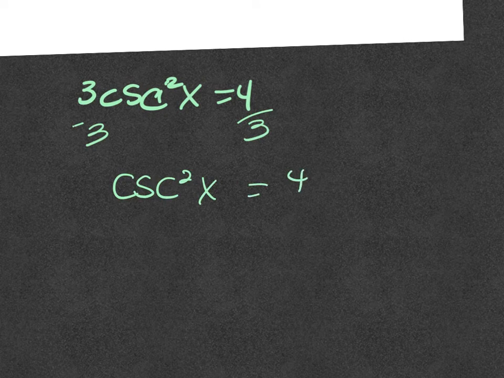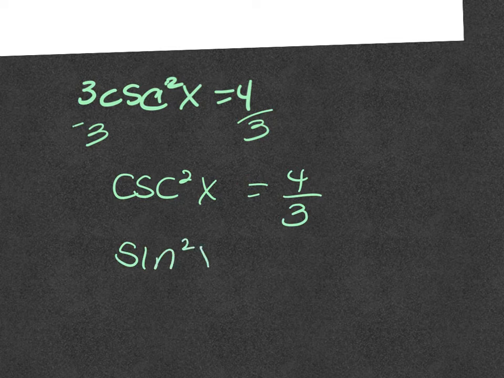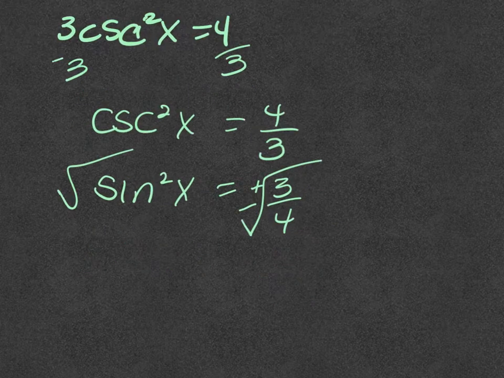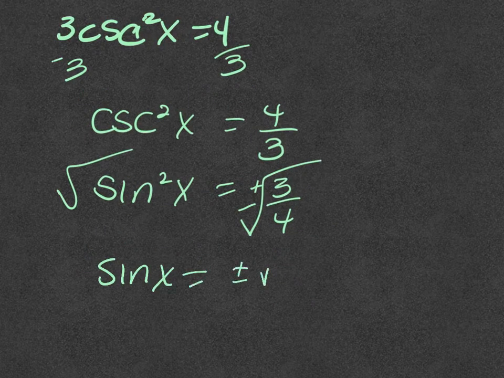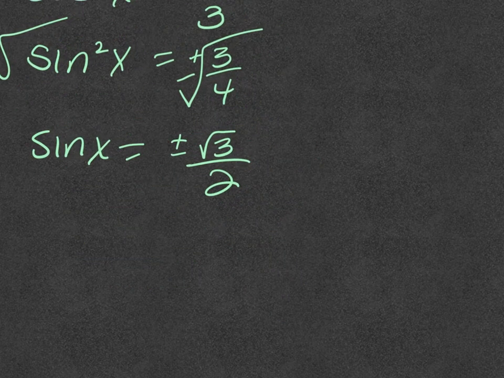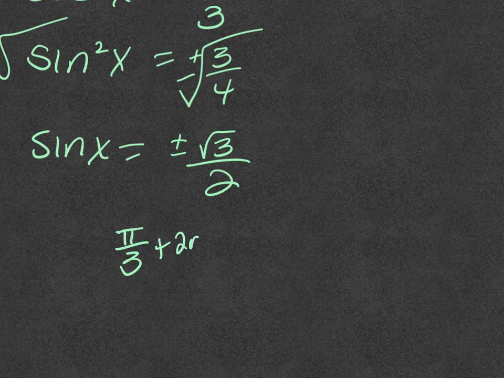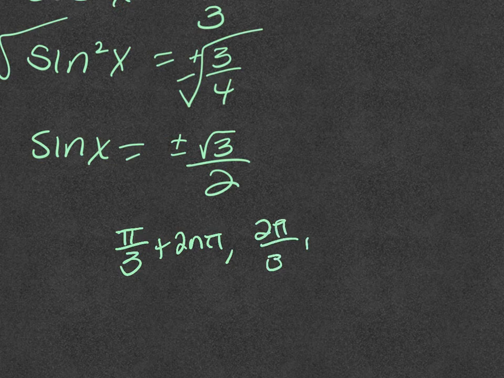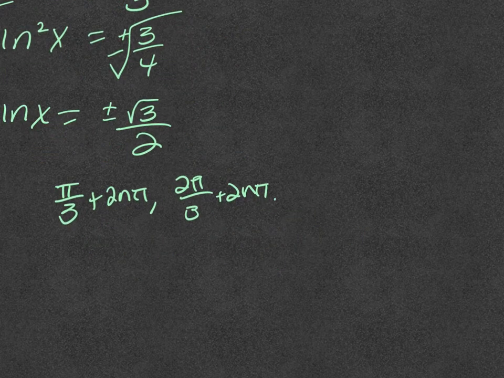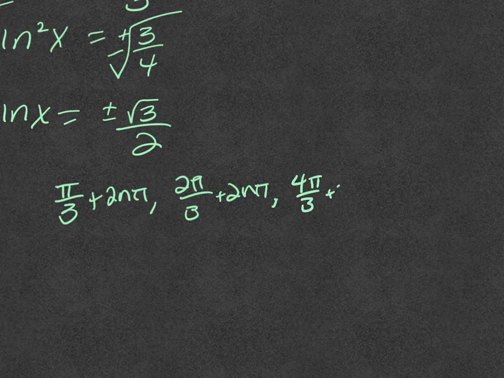Cosecant squared x equals 4 over 3, which means I'm looking at sine squared x equals 3 over 4, plus and minus the square root, and I get sine x equals plus and minus root 3 over 2. So this is a perfect example of what I was just talking about. Normally this means this is all of the pi over 3's, right? It would be pi over 3 plus 2n pi. It'd be 2 pi over 3 plus 2n pi. It'd be 4 pi over 3 plus 2n pi. And it'd be 5 pi over 3 plus 2n pi.